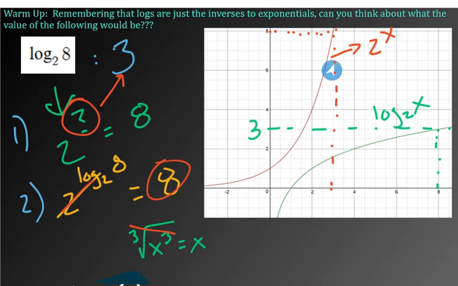Since exponentials are defined everywhere, right? This just keeps going like this. Since their domain is infinite, it means logs' ranges are going to be infinite, right? This will decrease forever, and this will slowly go up forever. And surely they are symmetrical right there.